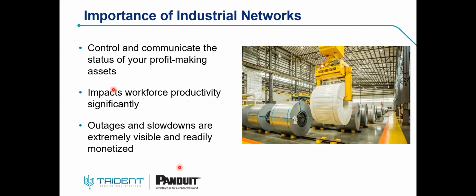Let's start with the importance of the industrial network to the business it supports. The main purpose of the industrial network is to control and communicate the status of your profit-making assets. It is very important to know that industrial network problems are very visible to everyone involved, because they can impact your production and are easy to monetize. So if the network doesn't cause any problem, the business can focus on more important tasks.